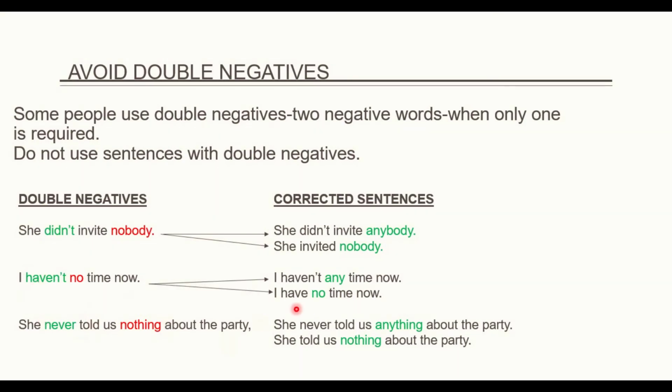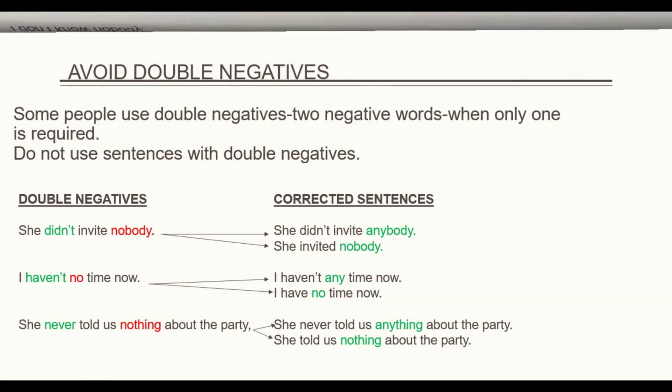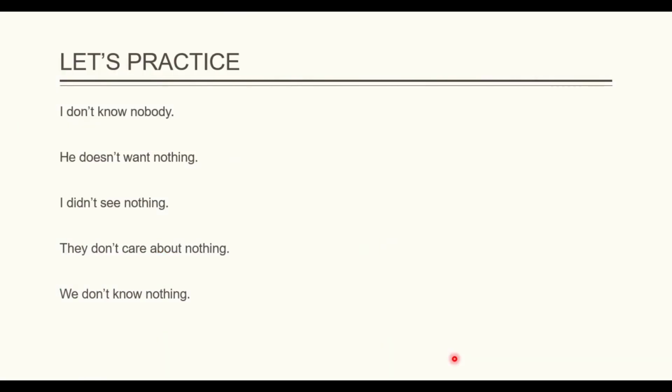Finally, with never and nothing, once again, instead of no, I can use any and say anything: "She never told us anything about the party." Or I can omit the word never and say "She told us nothing about the party." So these are the forms that we can use to correct the double negatives. In the following slide, we have more, which is a practice. "I didn't know nobody."